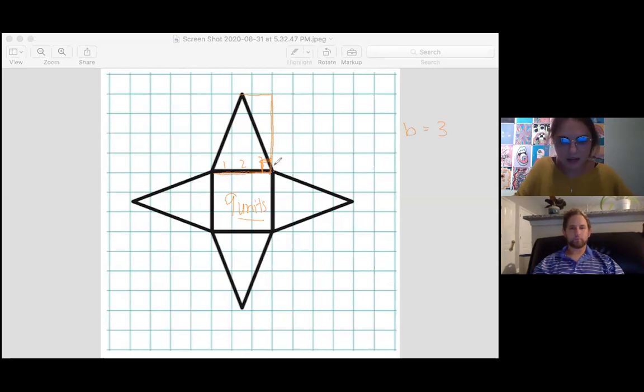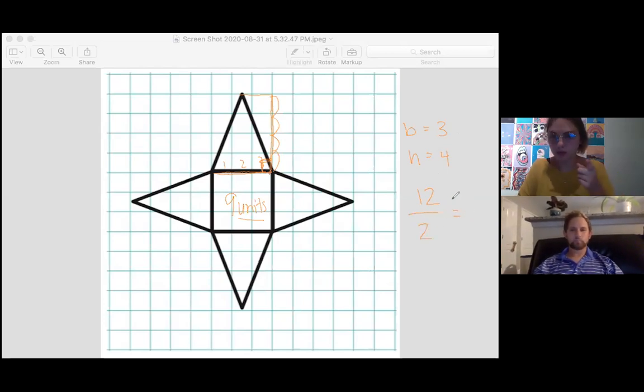And my height, I count 1, 2, 3, 4. It's going to be 4 units up. So 3 times 4 would be 12. And then if we remember, we have to divide it by 2. Or multiply by a half. Or multiply by a half, exactly. Thanks, Coach Siegel. So my total area for this one triangle is 6 units squared.